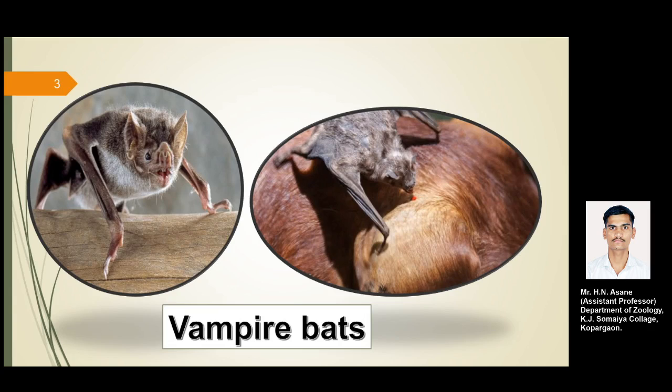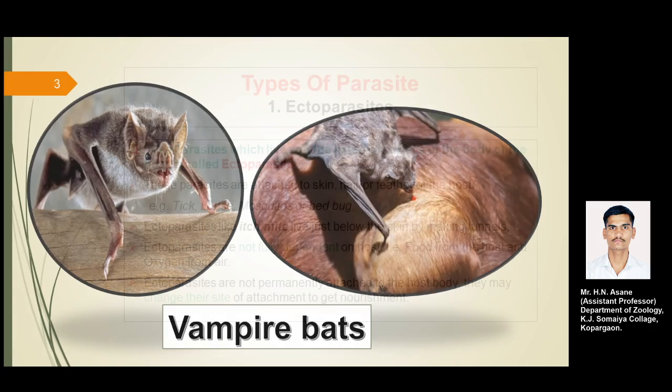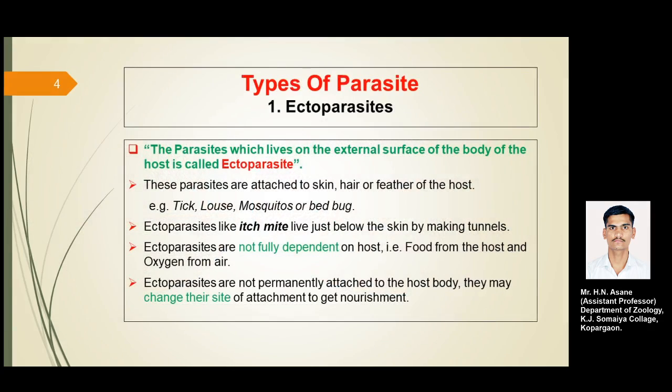So let's get to the first main type of parasites, known as the ectoparasites. We are focusing on the types of parasites. The first one, ectoparasites: the parasites which live on the external surface of the body of the host. These parasites are attached to the skin of the host, for example a tick, or the hair or the feathers of the host.